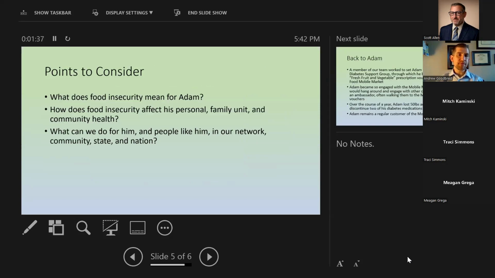What does food insecurity mean for Adam? And we'll have some definitions of food insecurity and what it really means generally, but particularly for him. How does food insecurity affect Adam's personal, family unit, and the health of his community? And finally, what can we be doing for him and people like him in our network, even just within our practice at the community, state, and national levels? And with that, I will turn over to Tracy.